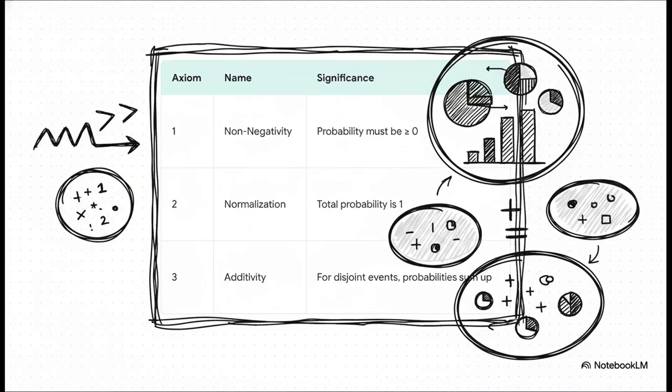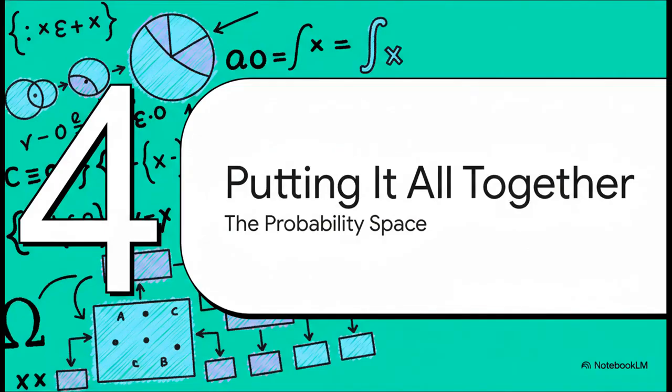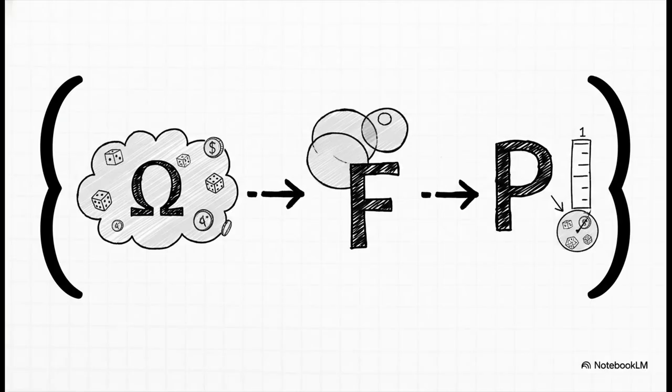So, there they are. The three pillars: non-negativity, which says probabilities can't be negative; normalization, which says the total probability is always 100%; and additivity, which gives us the rule for adding probabilities of separate events. The craziest part? From just these three simple ideas, the entire world of modern probability theory can be logically built. It's incredible. So, we've defined the outcomes, we've defined the events, we've defined the rules.